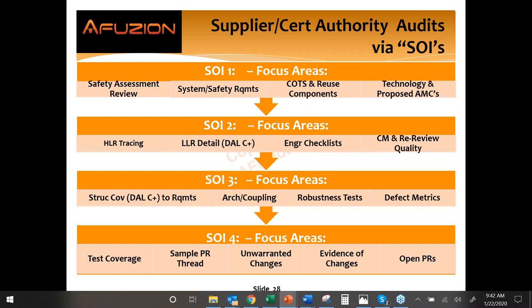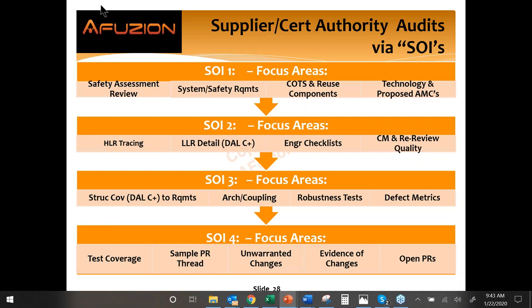But SOI-1, the key focus areas that we see failures on when we do gap analysis or audits or certification reviews of our clients is the safety assessment. The safety assessment wasn't formally reviewed. SOI-1 should look at the system requirements and the safety, pull threads, sample them. It should look at the COTS products. Increasingly, we use COTS. What components do we use? What are the reuse aspects? Their hardware. Do we meet AMC 20-152A as I described 30 minutes ago? And then, what about the technology? Okay, what about proposed alternate means of compliance?